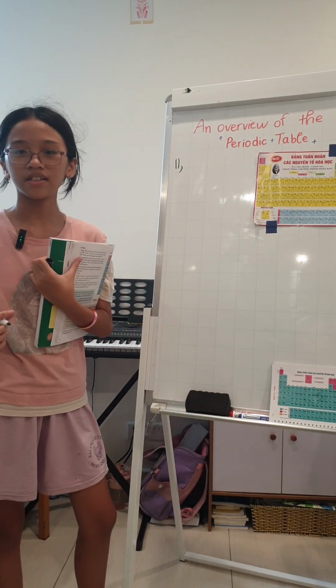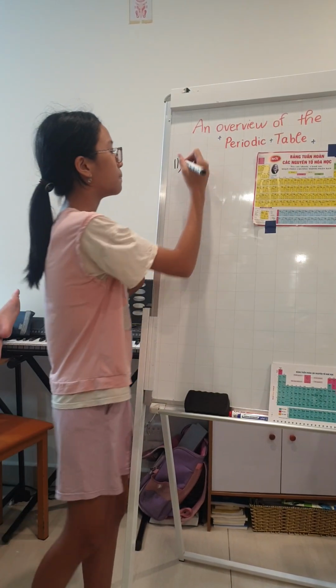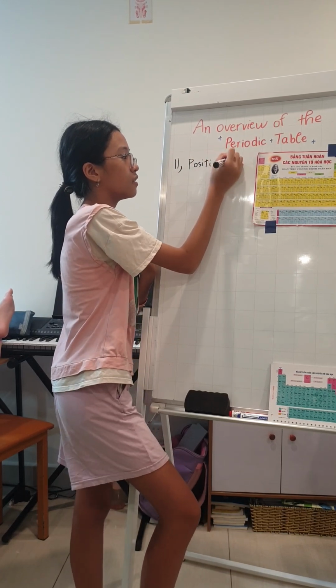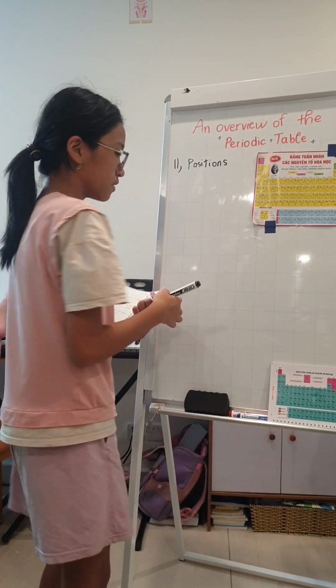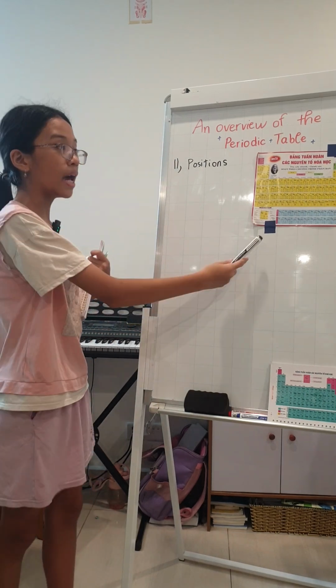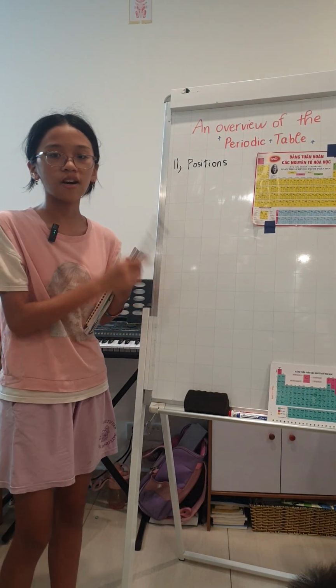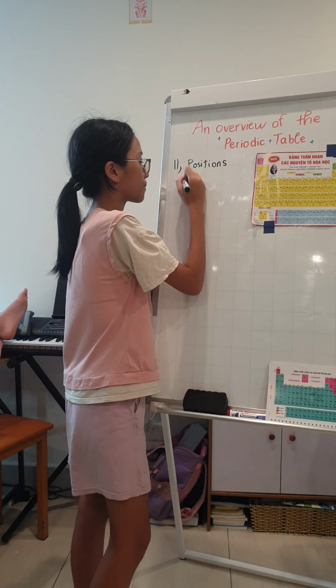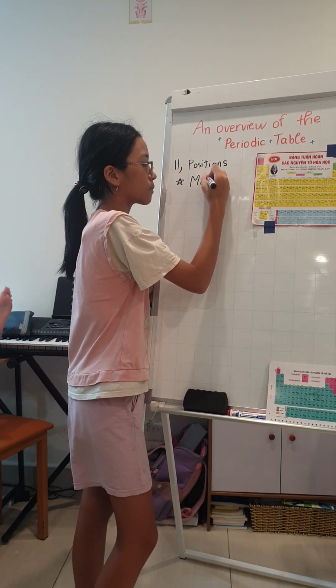The second part for learn today is about positions. We're going to learn about the positions of metals, nonmetals, and noble gases in the periodic table. Firstly, metals.